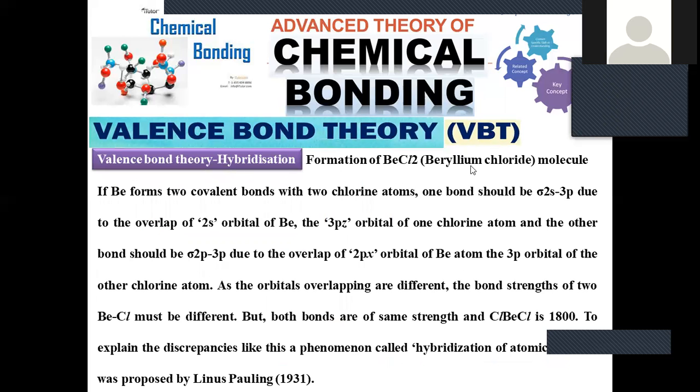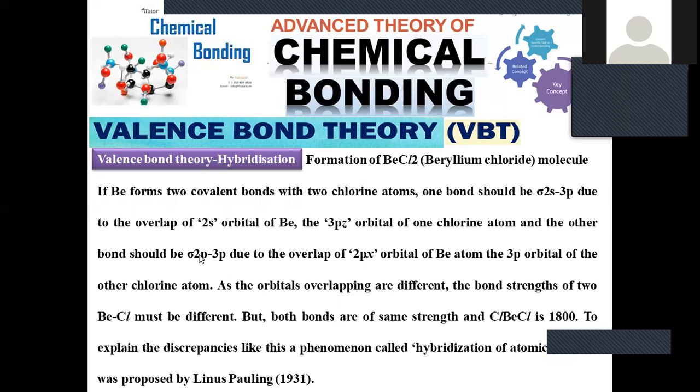Now, formation of beryllium dichloride, what will be the chemistry involved in this? Let us discuss. Beryllium forms two covalent bonds with the two chlorine atoms, with sigma 2s and 3p, due to the overlap of the 2s orbital of beryllium with the 3pz orbital of the chlorine atom. So they are sharing electrons, and the overlap of 2px of beryllium is possible, and the 3p orbital of the chlorine will participate in this kind of bond formation.